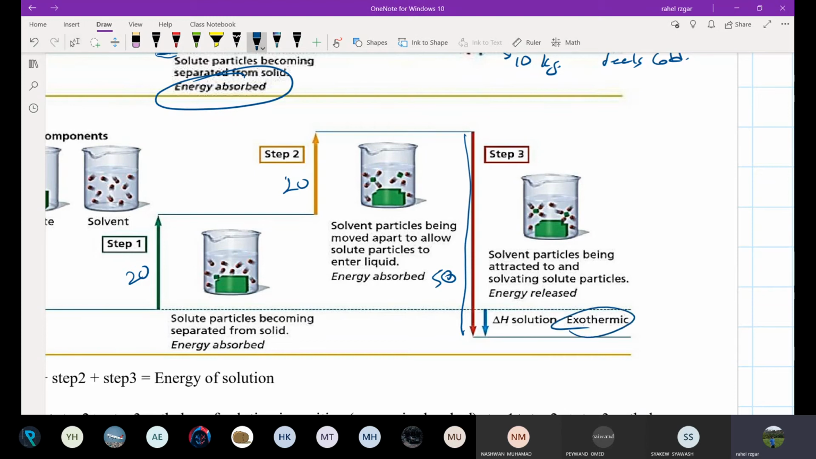What do we call this solution? As exothermic. And exothermic feels hot. Why? Because it has released some energy. It has produced some energy that it didn't need.